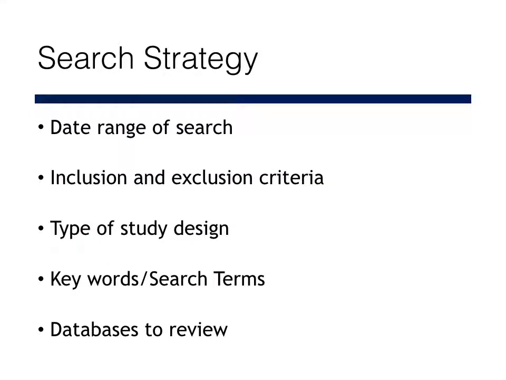A good search strategy helps to outline how you will conduct your search of the literature. When planning out your search, you need to identify the date range that you will use for your search of the literature. For example, will you search the past 1 year, 2 years, 3 years, or more? Be specific on the date range that you will use. In the past, I've been specific to the month that I've searched.